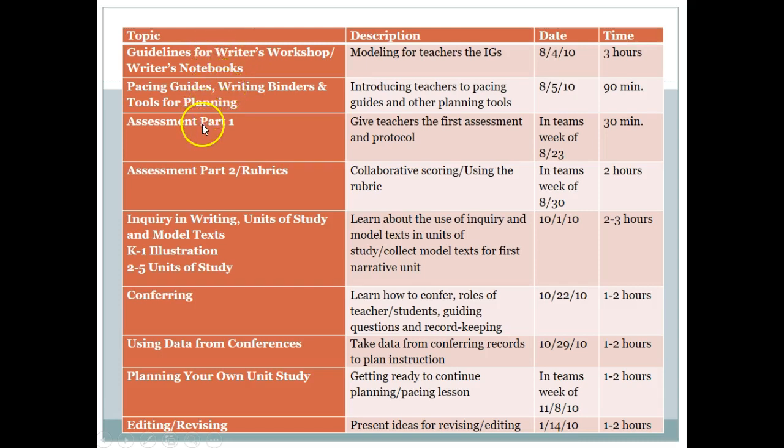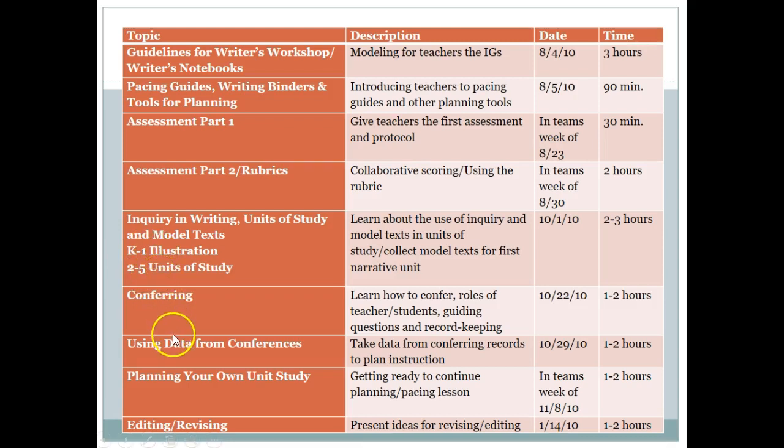Then we talked about assessment of writing, part 1, assessment of writing, part 2, rubrics. So you see how just within writing instruction, we're really breaking it down topic by topic. We have whole group sessions happening and then other things happening in teams. Then we're talking about inquiry in writing, units of study, and integrating model texts. And so this is differentiated by grade levels there.